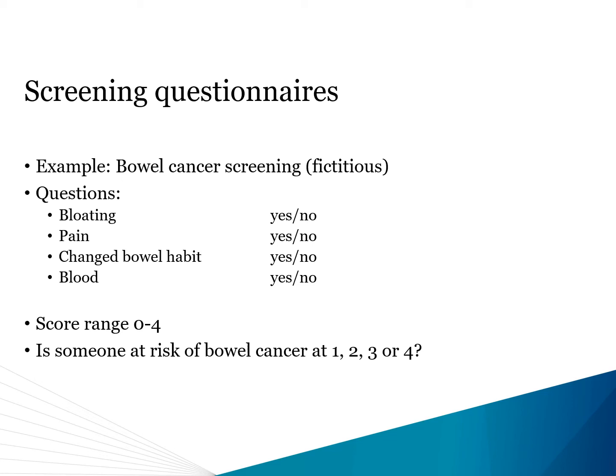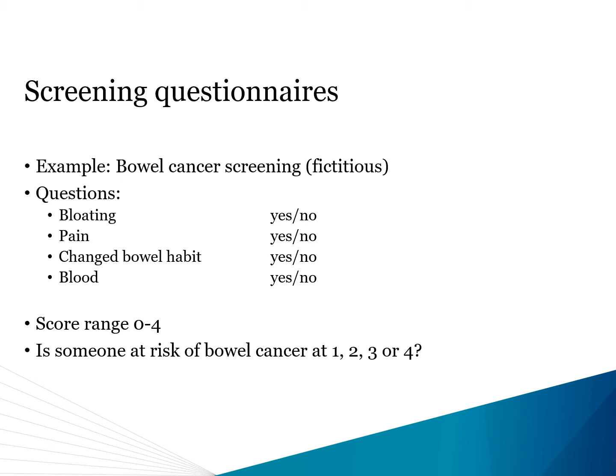If you wanted to be more sure, you can't be absolutely sure, but if you wanted to be more sure and make this much more specific, then you could use a score of 4, but of course you risk missing out people who are at risk.